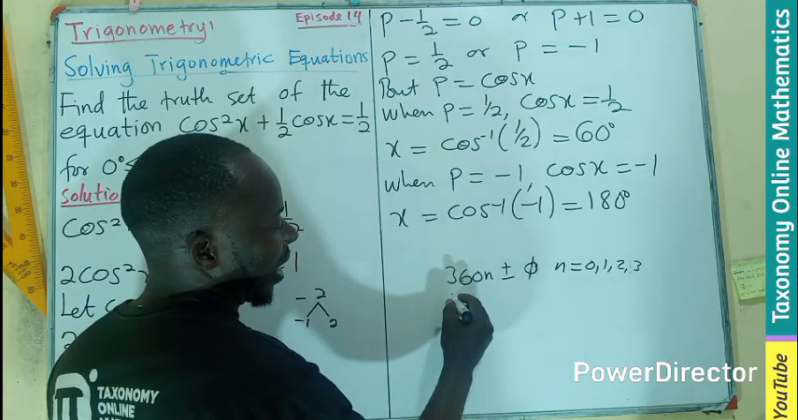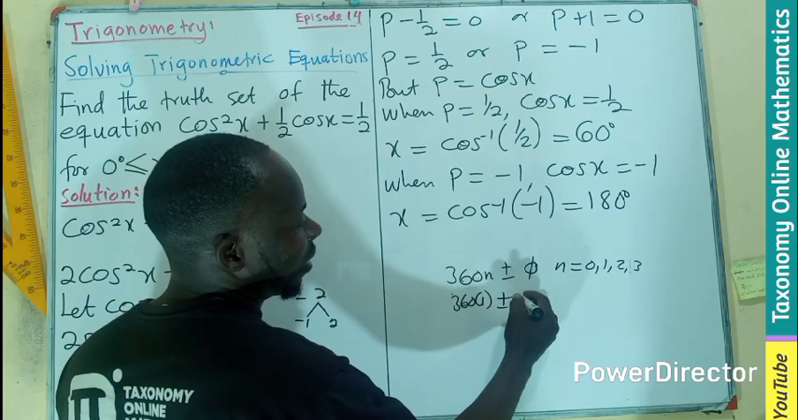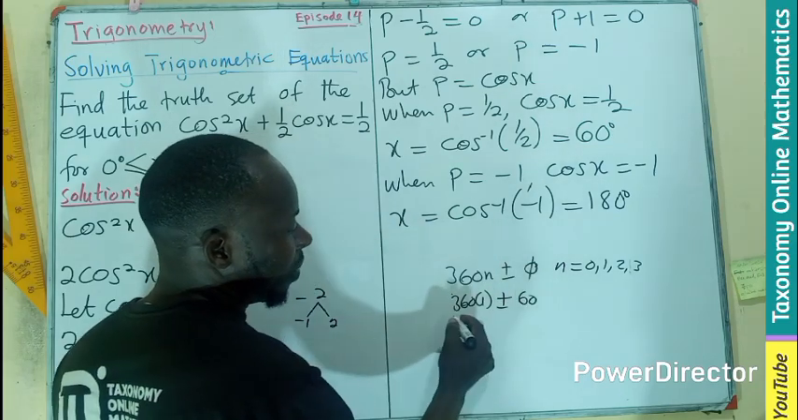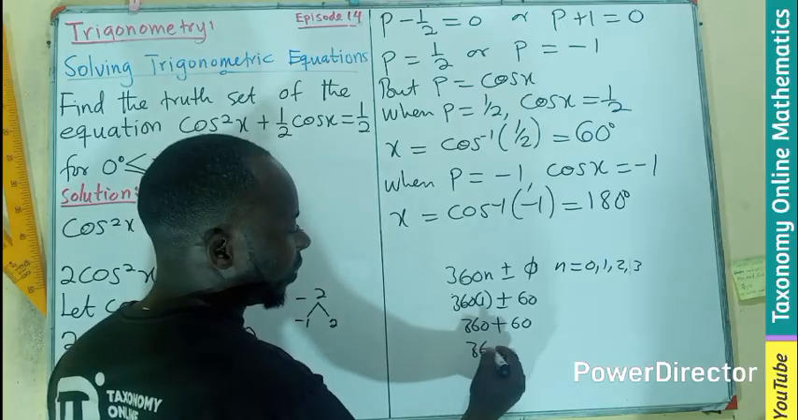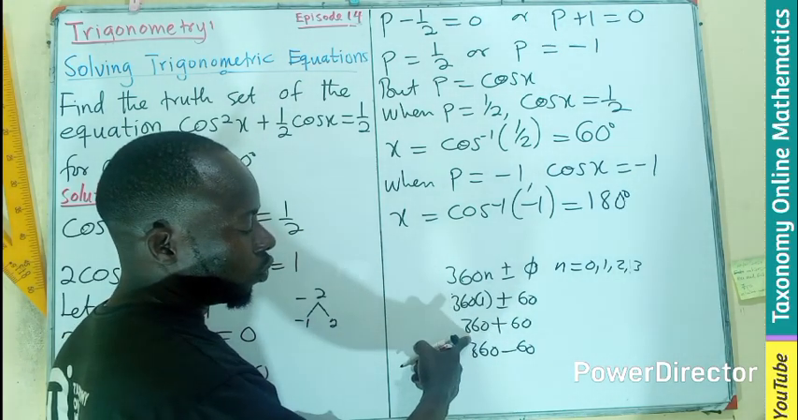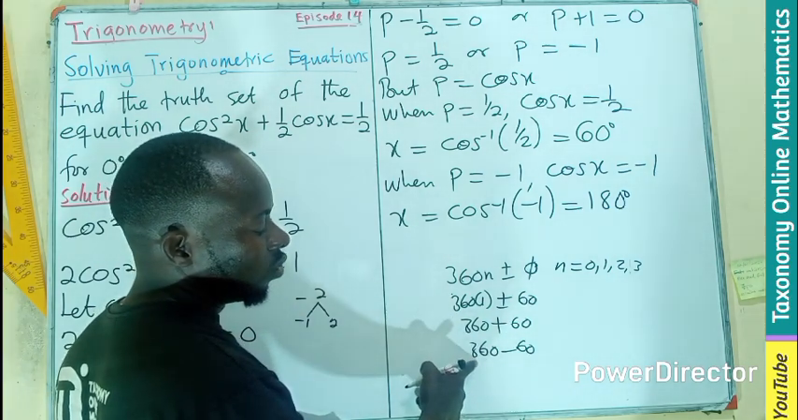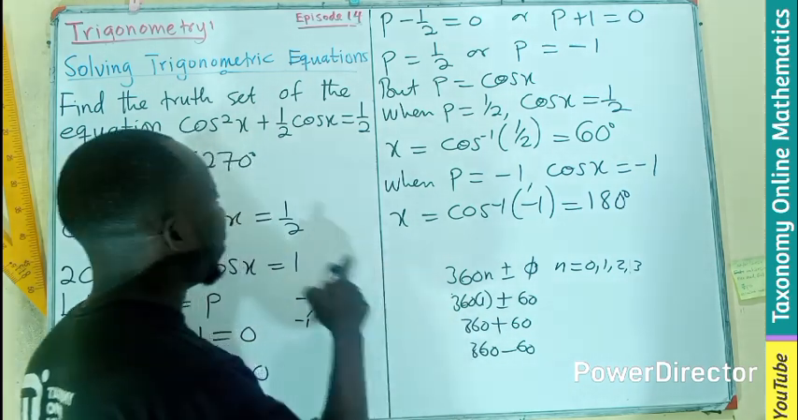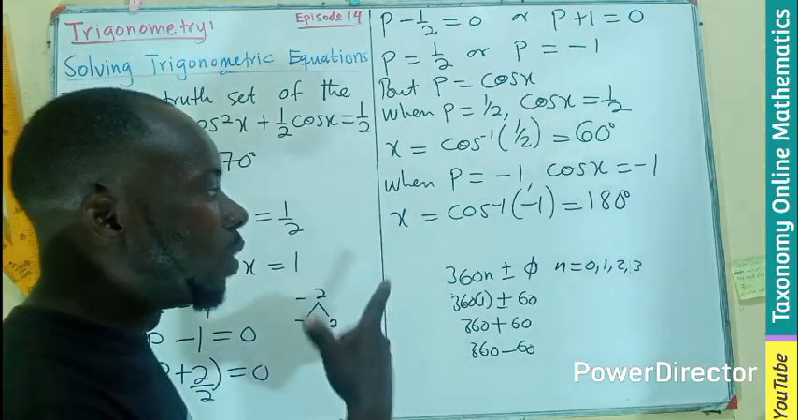When 1 is here, I should be having 360 times 1 plus or minus 60. Remember, this is 360 plus 60, or 360 minus 60. If you add this, you should be having 420. If you subtract, you should be having 300, which is also bigger than your limit. So the value will not go beyond that.